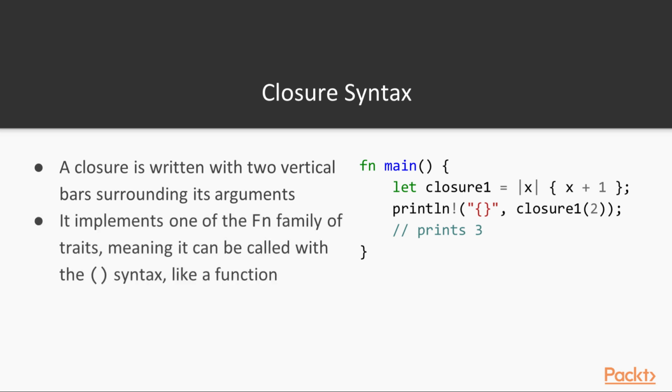As soon as you create a closure and bind it to something, or not, you've created something that implements one of the Fn, pronounced fun, family of traits, meaning it can be called with the open parenthesis, close parenthesis syntax, just like a function, and you can see that we do that here. We create a closure, which takes a single variable and returns the value of that variable plus 1, and we then immediately call that in a println macro and display the result, and it will print out 3, because we've created a function that takes a variable and adds 1 to it and returns that, and we've passed it 2. This is just like saying fn closure1 takes x: i32, return x plus 1, except that we've declared it inline.